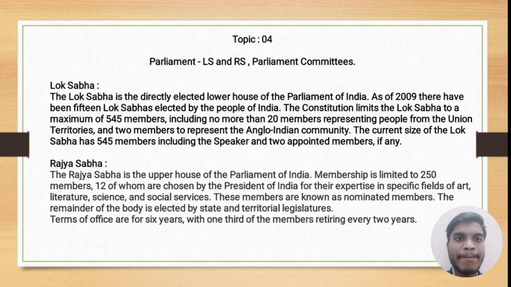Rajya Sabha. The Rajya Sabha is the upper house of the Parliament of India. Membership is limited to 250 members, 12 of whom are chosen by the President of India for their expertise in specific fields of art, literature, science and social service. These members are known as nominated members. The remainder of the body is elected by state and territorial legislatures. Terms of office are for 6 years, with 1/3 of the members retiring every 2 years.